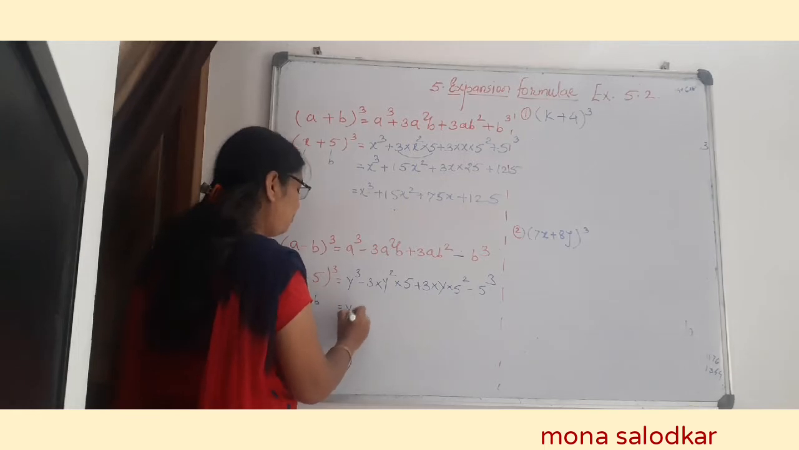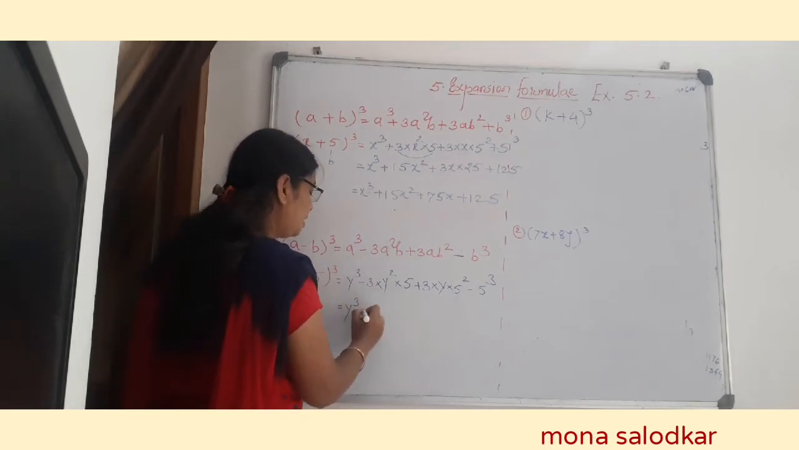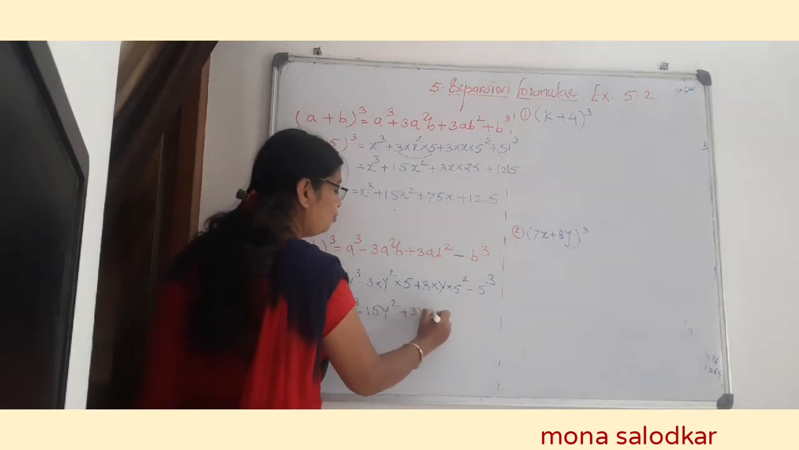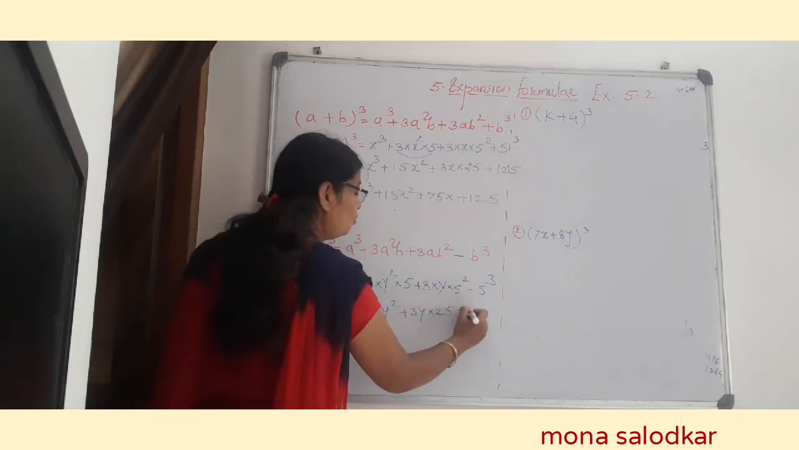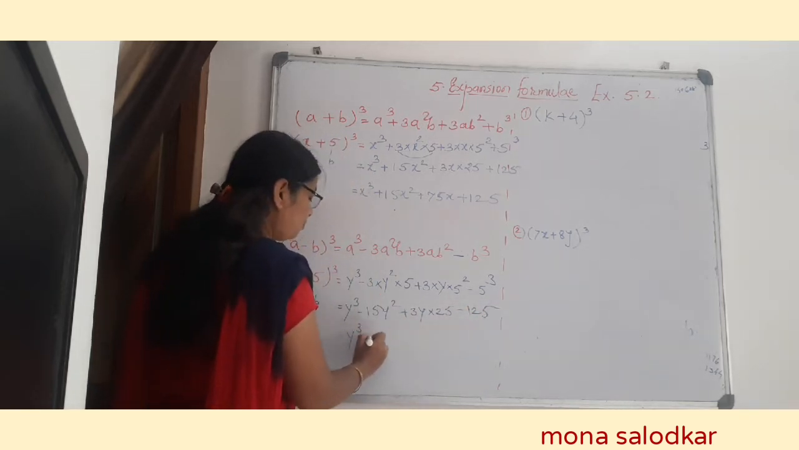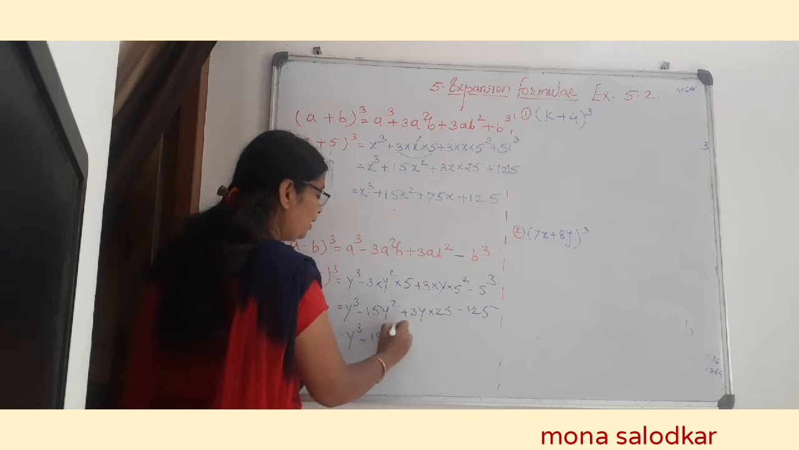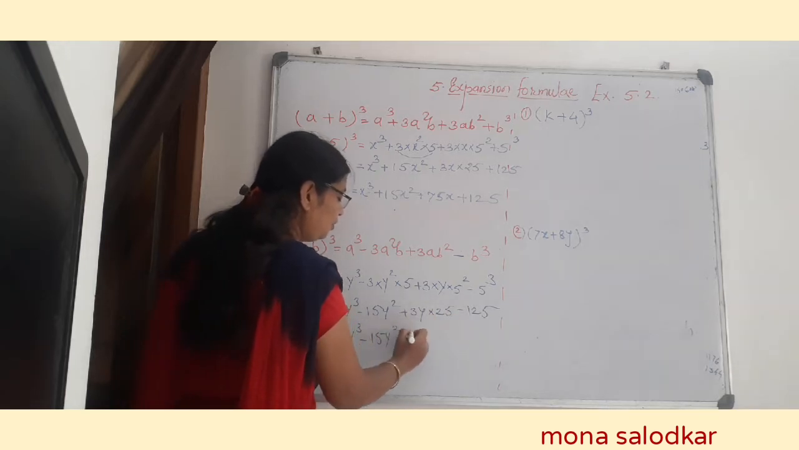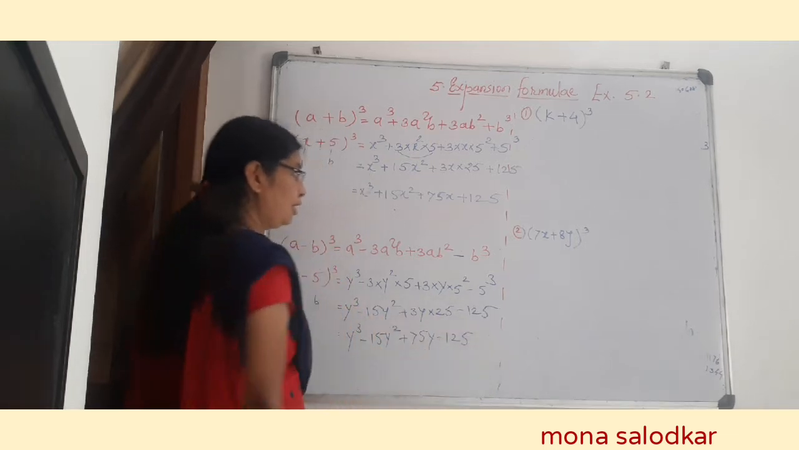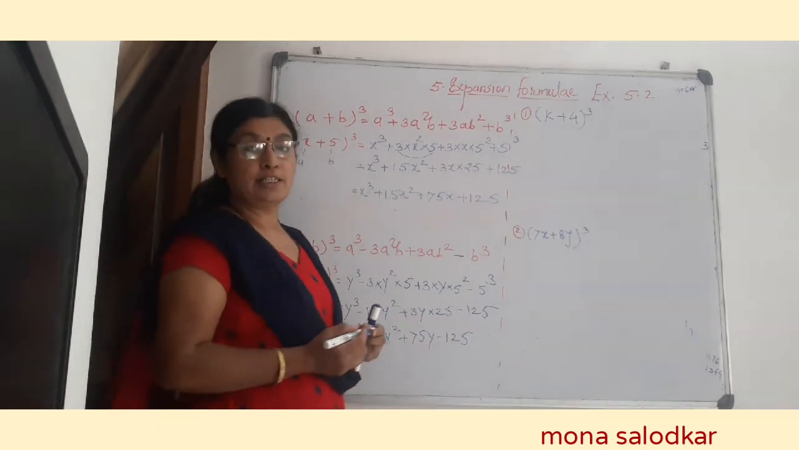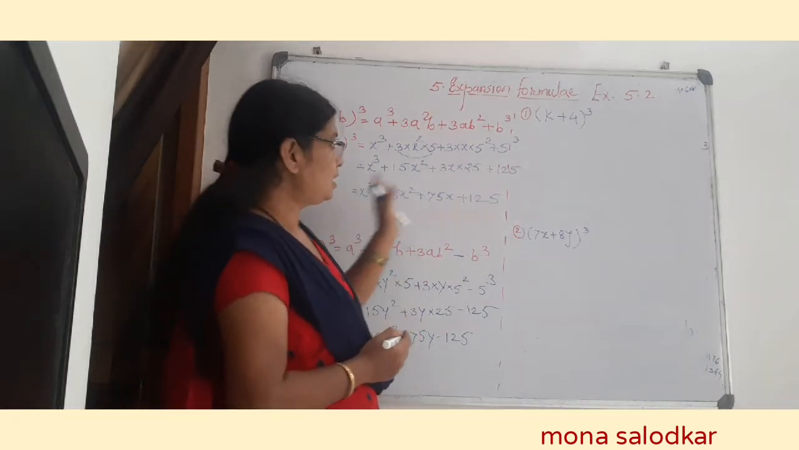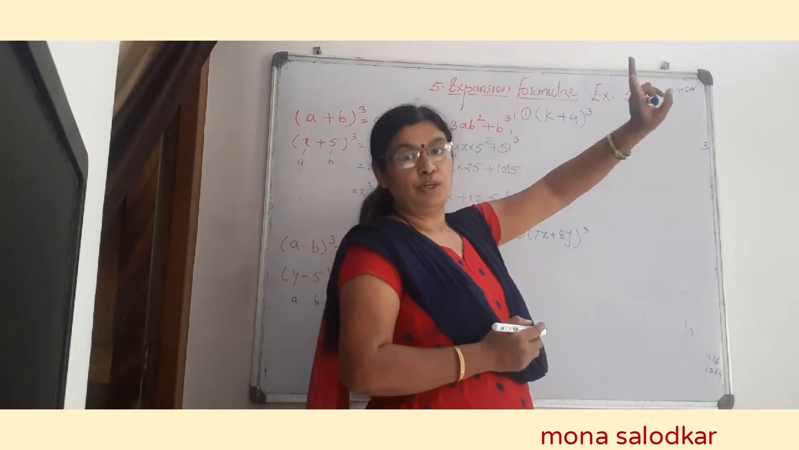So what you get here? y cube minus 3 5s, again 15y square. Here 3y into 5 square means 25. 5 cube is 125. So what is your answer? y cube minus 15y square plus 25 3s are 75y minus 125. In this way you have to solve exercise 5.2 and 5.3 based on these two formulas. So first let's start exercise 5.2.